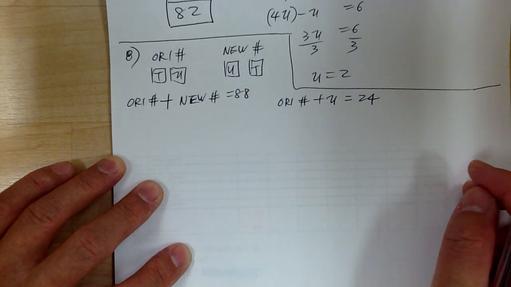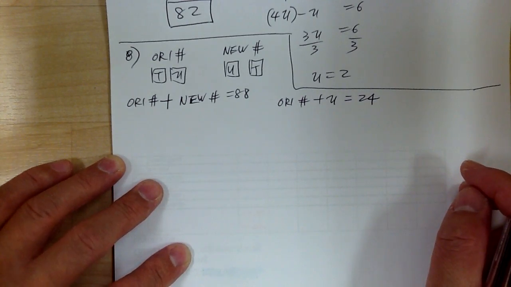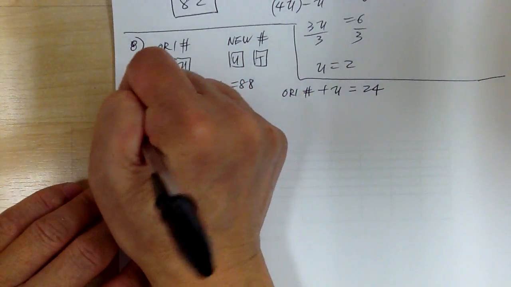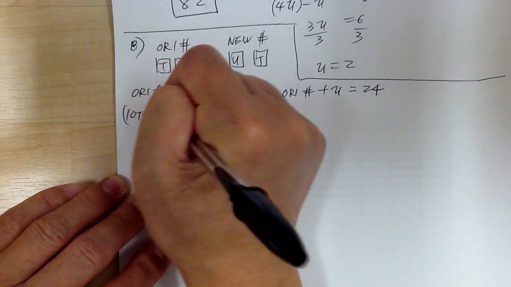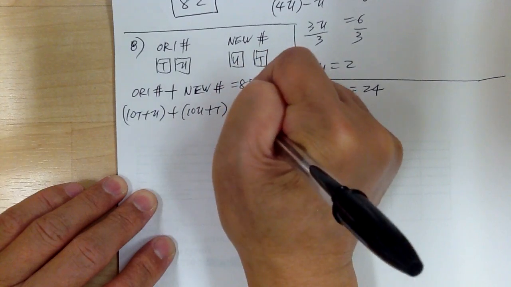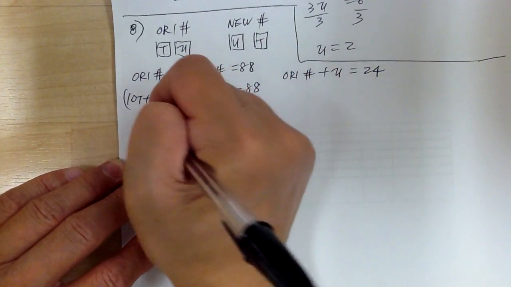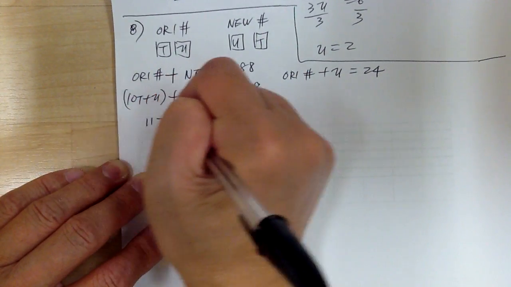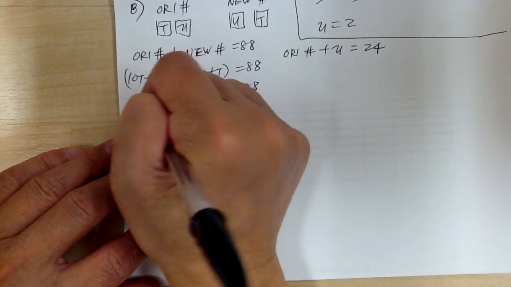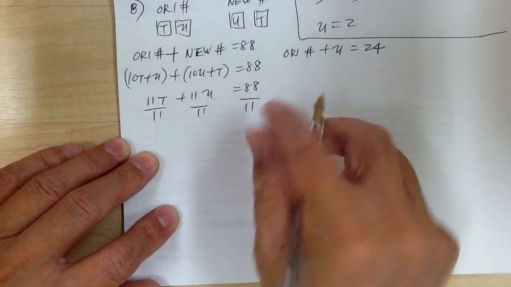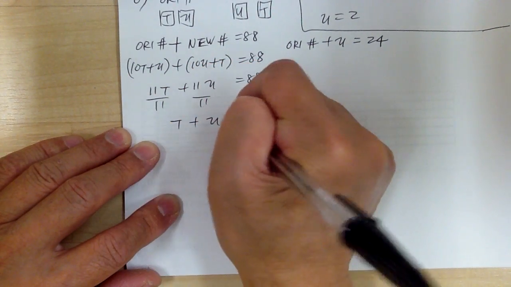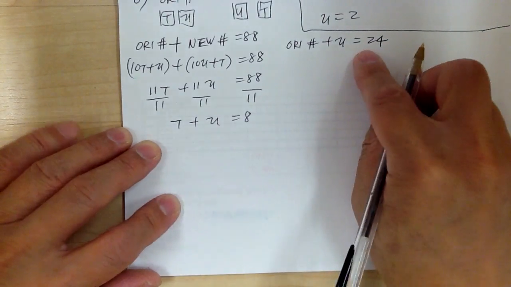So what you want to do is, again, simplify things. So this original number is 10t plus u. The new number is 10u plus t. And that's going to work it out. So this is going to give you 11t plus 11u equal to 88. And you want to divide to lower your number. Again, that's how you know you're on the right track. If you can divide to lower your number, it usually means that you're on the right track. Okay, now let's work on this side.